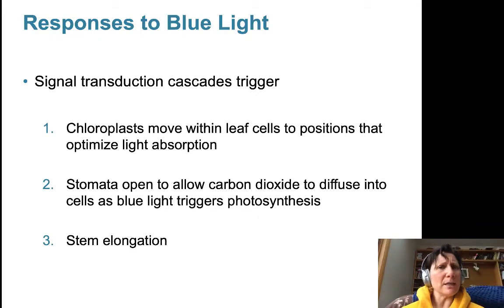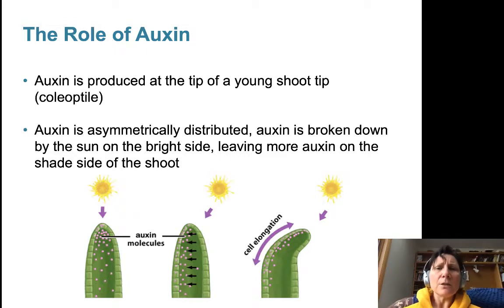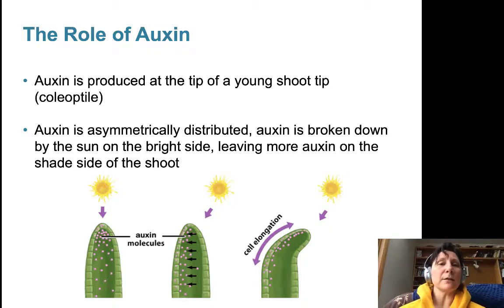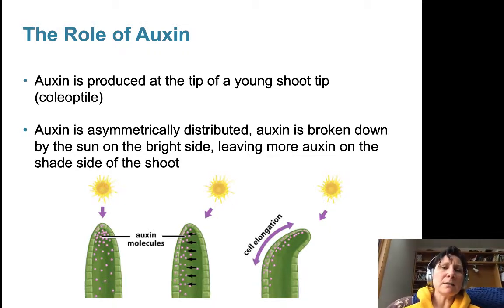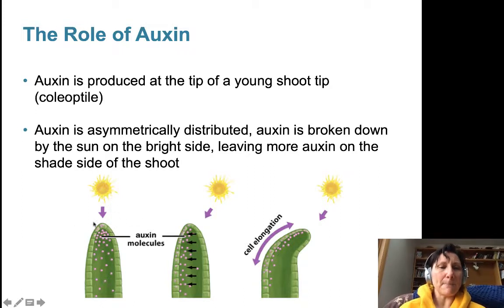So how do cells elongate? Previously we talked about several different plant hormones, and auxin is the most important in this particular instance. Auxin is produced both in shoots and roots, but in this case we're talking about shoots. It's produced right at the tip of a young shoot, which is called the coleoptile, right here.